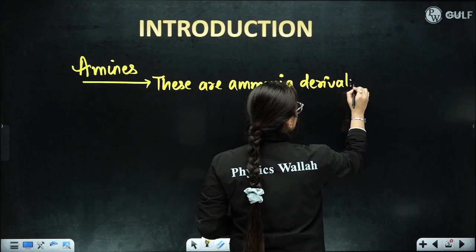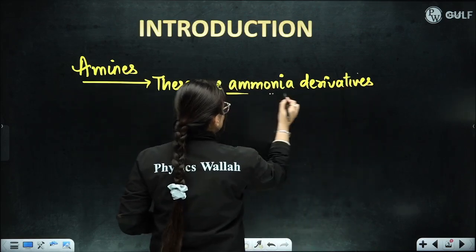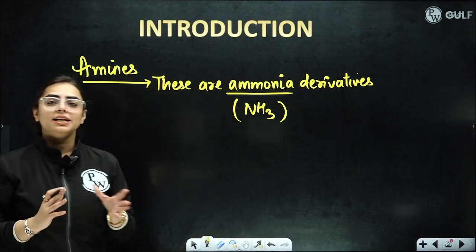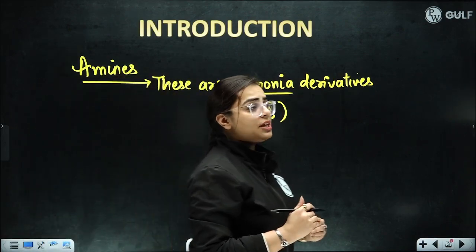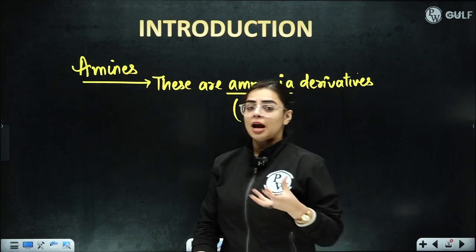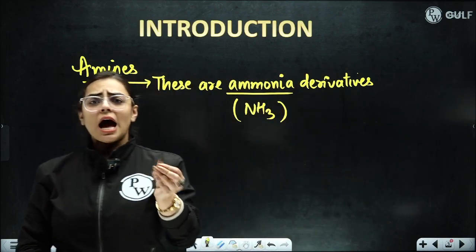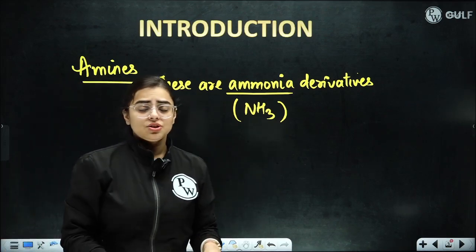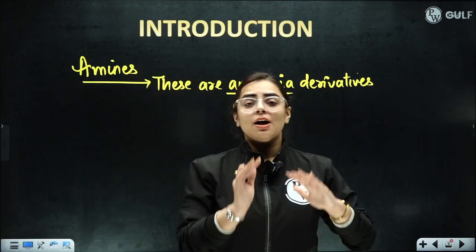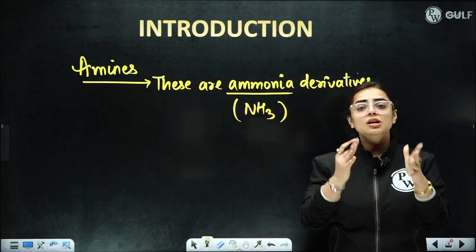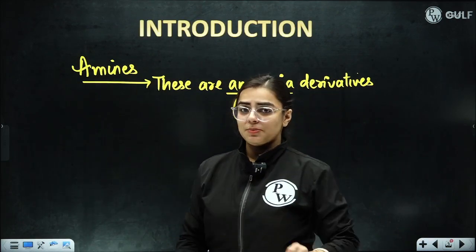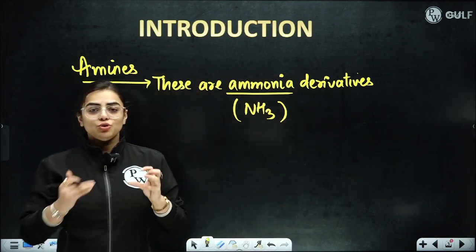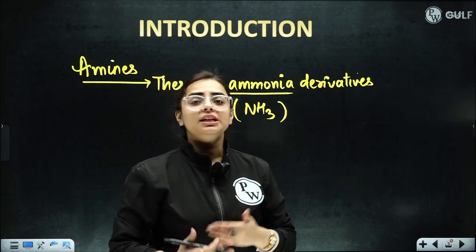Now, when I am talking about ammonia derivatives, what is ammonia? It is NH3. Everybody knows that. Now, when I am deriving something from ammonia, that is amines. And how am I going to do that? It's very simple. You just need to remove one hydrogen atom and then you need to add one alkyl group in the place of it. That means you have to replace it with an alkyl group. By that way, you are going to create the degrees of amines.